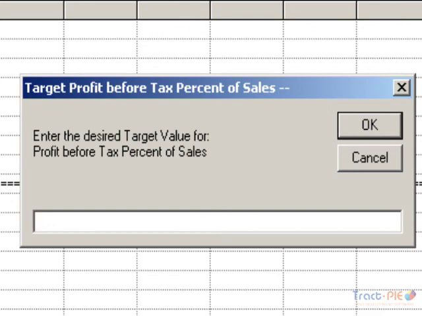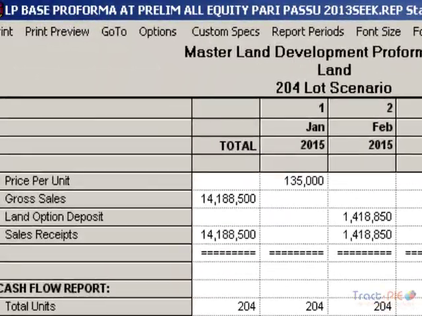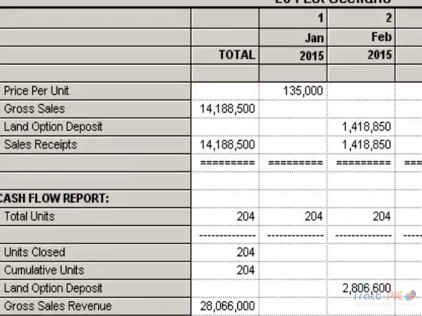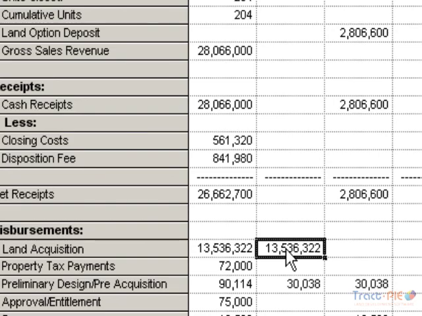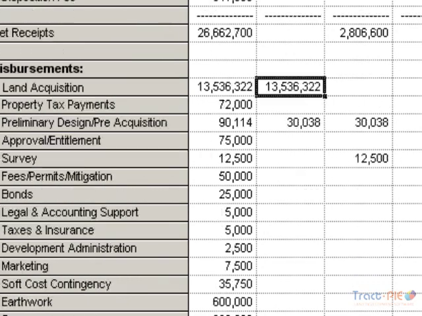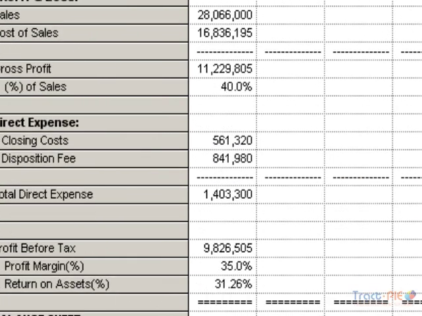So in this example, if we are looking to attain a profit margin of 35%, then you can see the value of the land is really about $13.5 million. And to prove the results, here's our target down here in the P&L report of 35%.